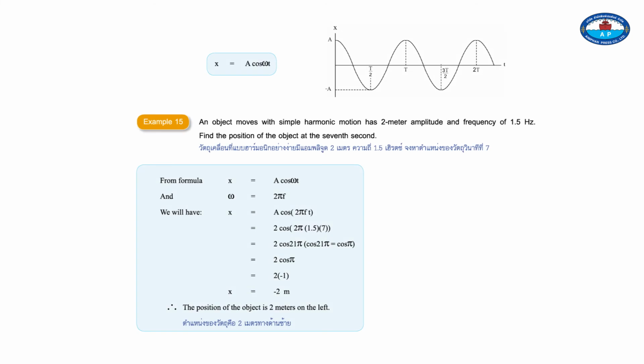Example 15. An object moving with simple harmonic motion has a 2-meter amplitude and a frequency of 1.5 Hz. Find the position of the object at the 7th second. The position of the object is 2 meters on the left.